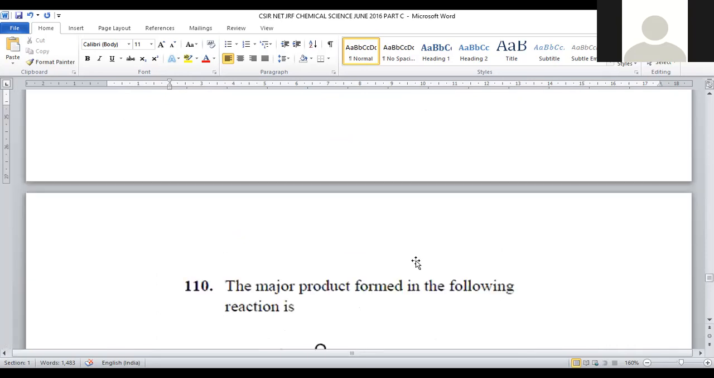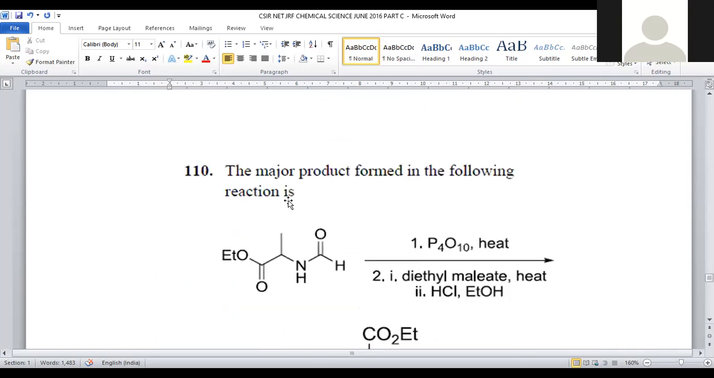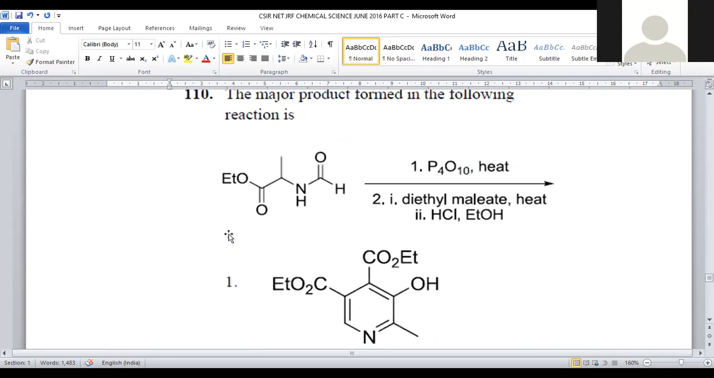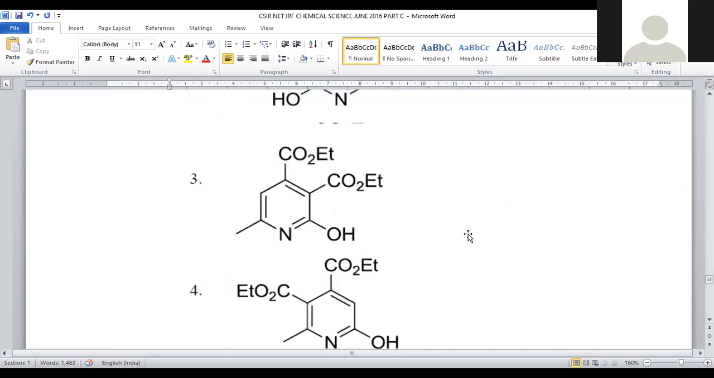Let us move on to question number 110. This is the last question of the series. The major product formed in the following reaction. Here you can clearly observe, we have an amide and we have an ester. So in a single compound, one terminal has the amide functional group and the other terminal has the ester functional group. It is treated with P4O10. What is the purpose of P4O10?